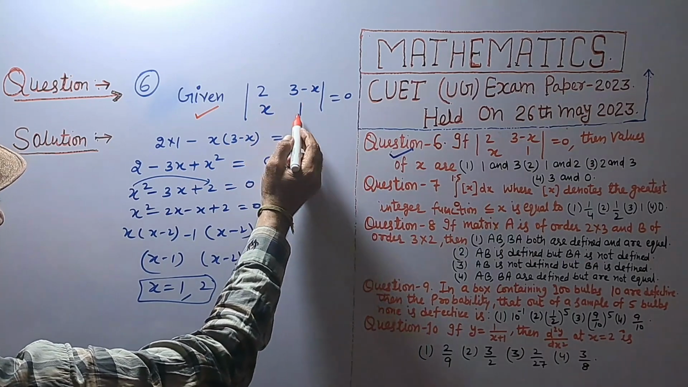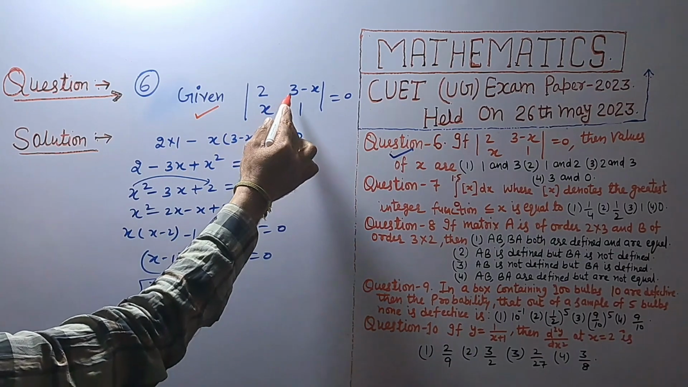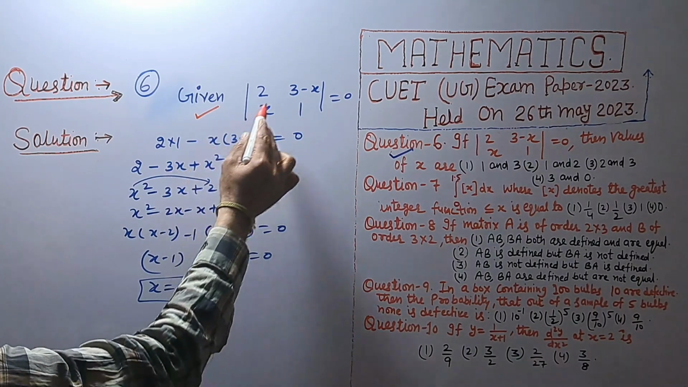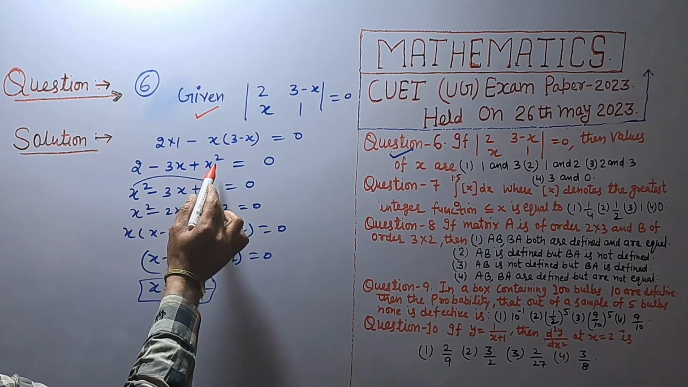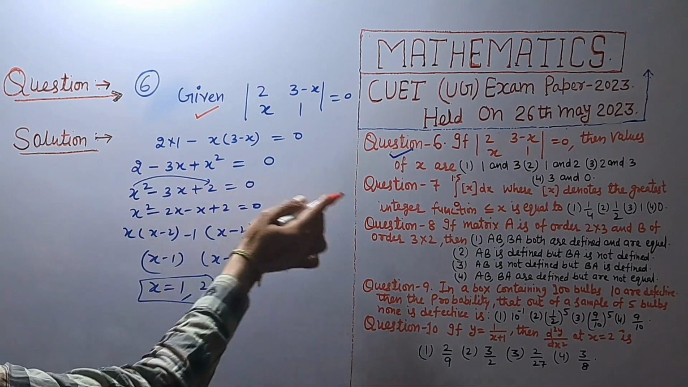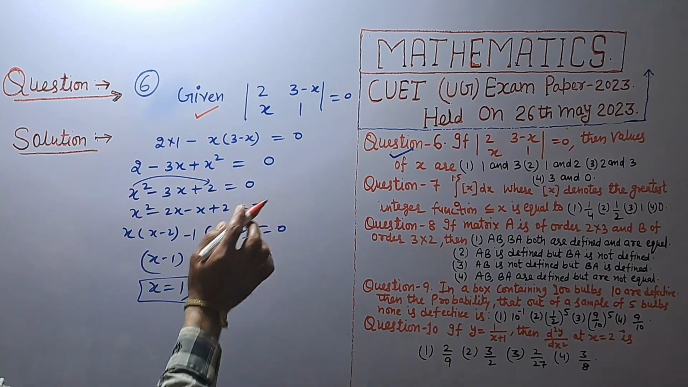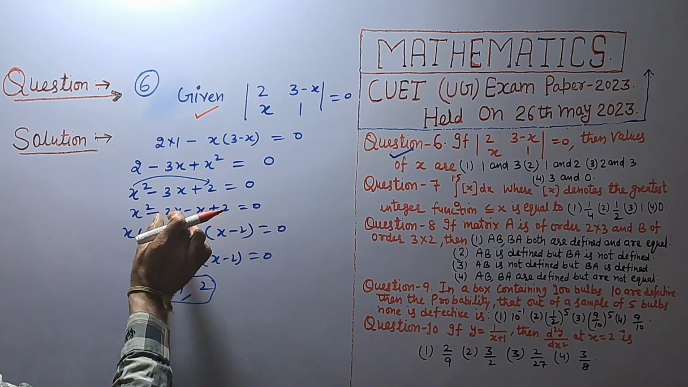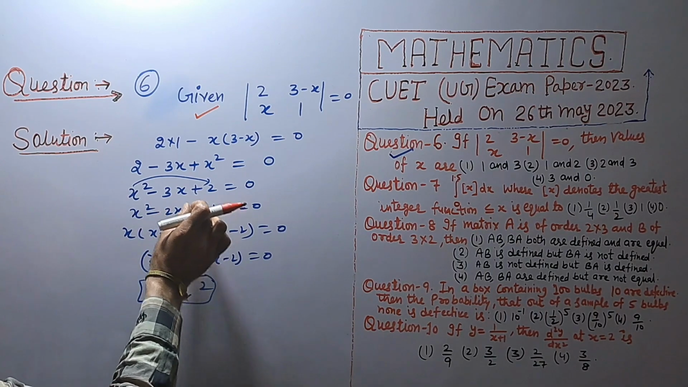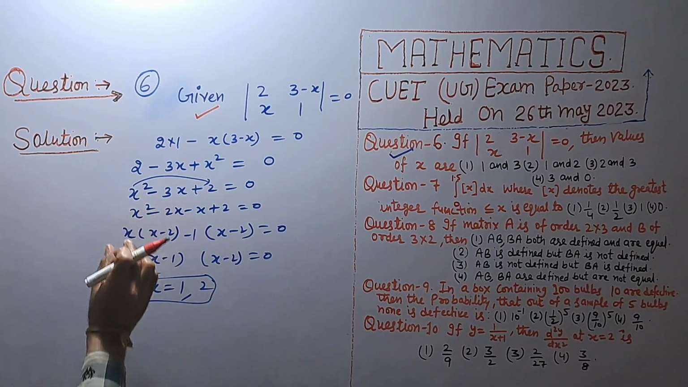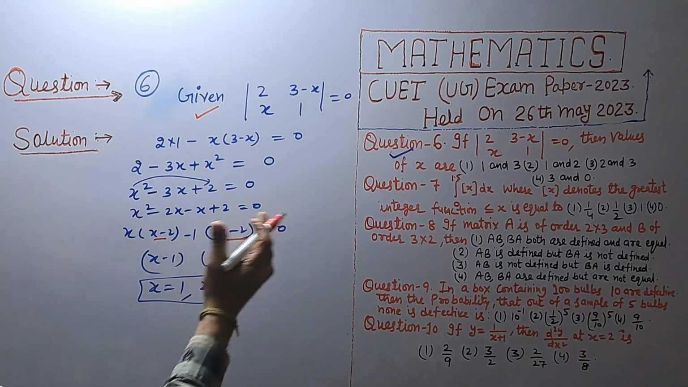Given the determinant of 2, 3 minus x, x, 1 equal to 0. The determinant is 2 ones are 2, and x into 3, that is minus 3x, x into x, x square. It's a quadratic equation: x square minus 3x plus 2 equal to 0. Splitting by middle term, product of first and last is 2x square, that is minus 2x minus x, and minus 2x minus x is equal to minus 3x. X is common, x minus 2 in bracket, minus 1 is common, x minus 2 in bracket equal to 0.